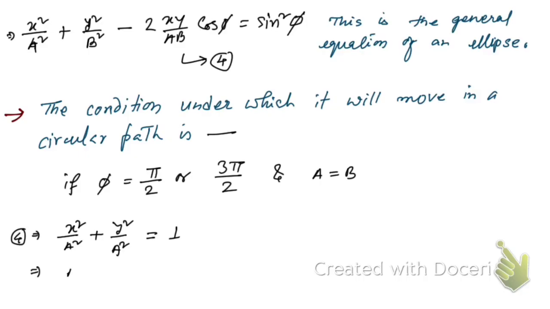So this means x square plus y square, multiplying both sides by a square, we have got this, and this is the equation of a circle.